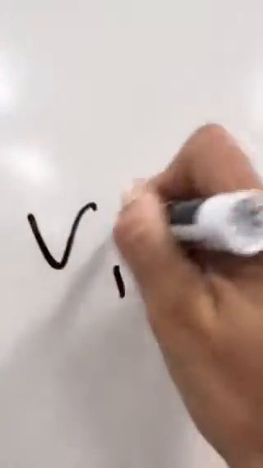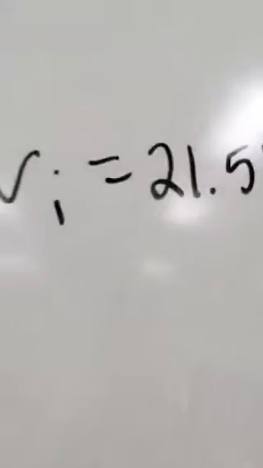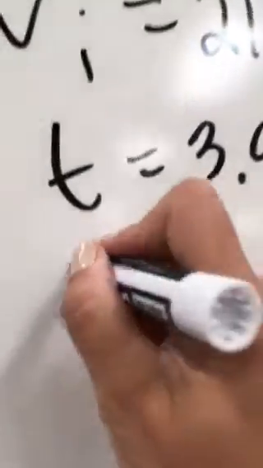So I'm going to write down what I know and what I want to know. I know its initial speed is 21.5 meters per second. I also know that its time in the air is 3.97 seconds. If I look at the graph, I can see that its range is 35 meters. And if I look at the problem, I want to know what is its launch angle.